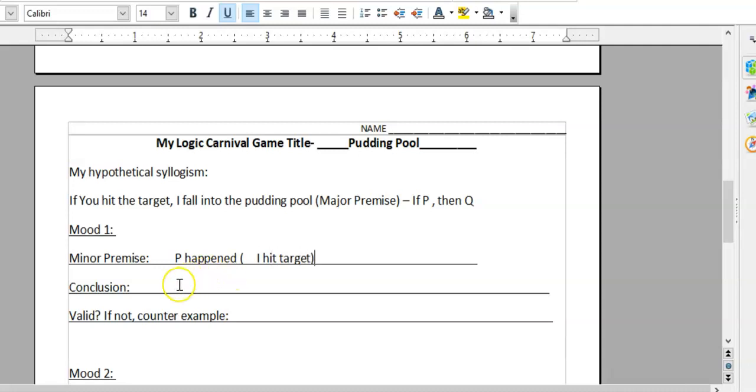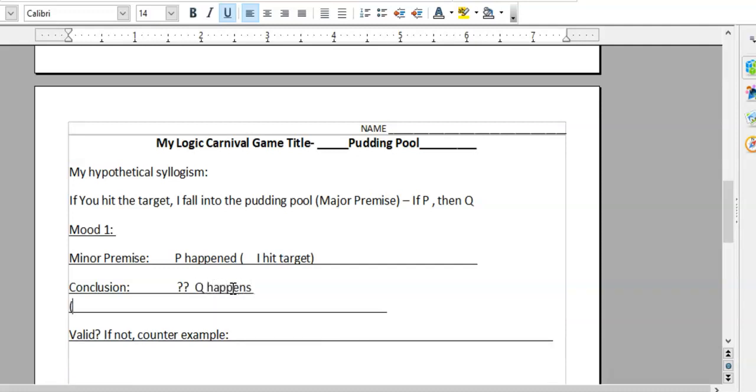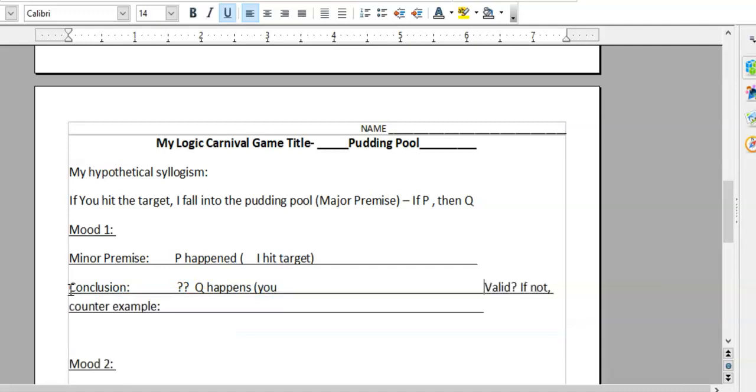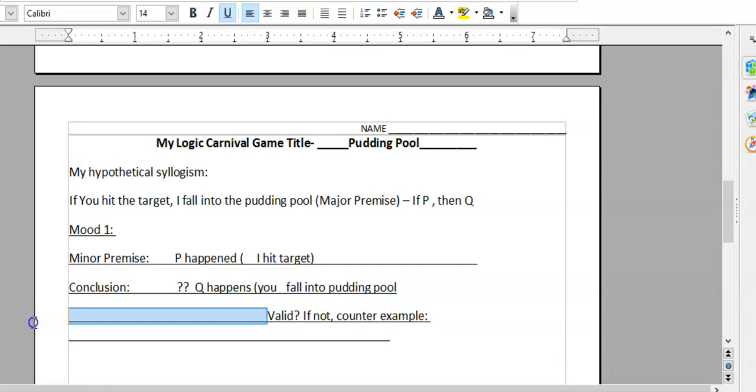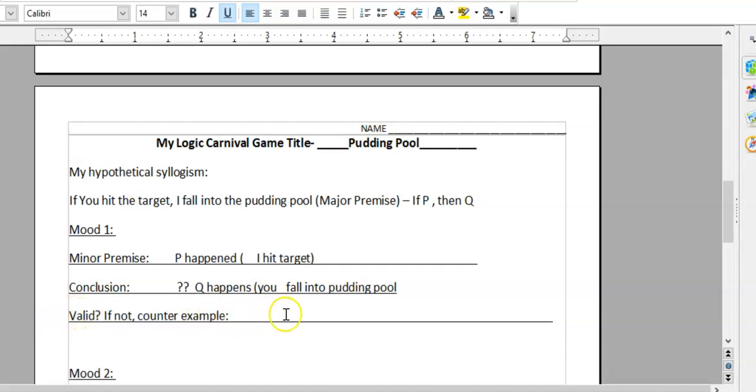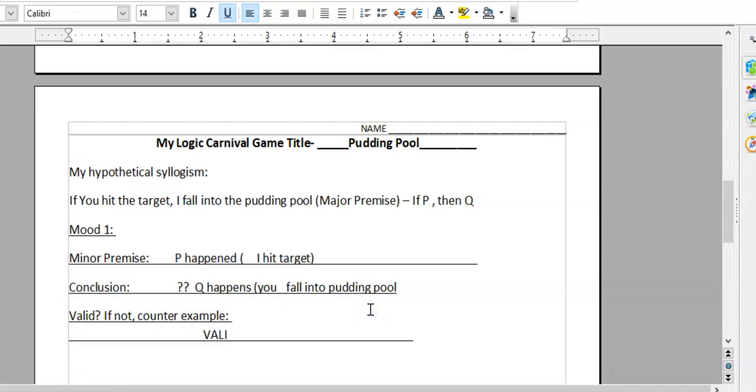So next you have to say, can you come to a valid conclusion? So what would your answer be? If you hit the target, do we all agree that there's something valid that happens? Yes, Q happens. Which would be you fall into the pudding pool. We'll just erase these. Okay, and then valid or not. We said if P then Q is a valid one, so we just say valid.